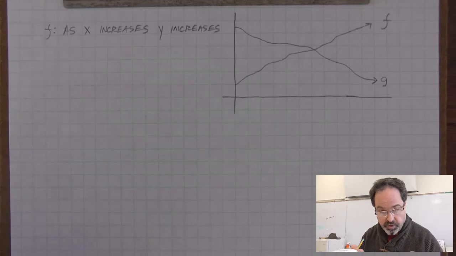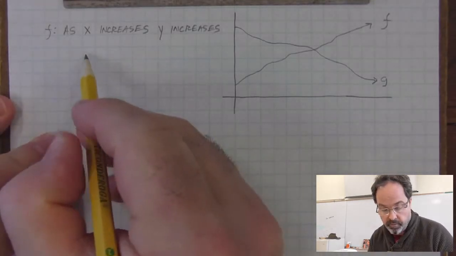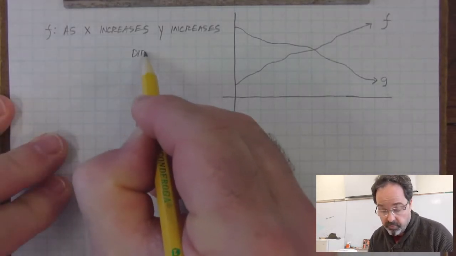There's a relationship between the variables and how they vary that is the same. X increases, y also increases. X decreases, y also decreases. This is what we call direct variation.